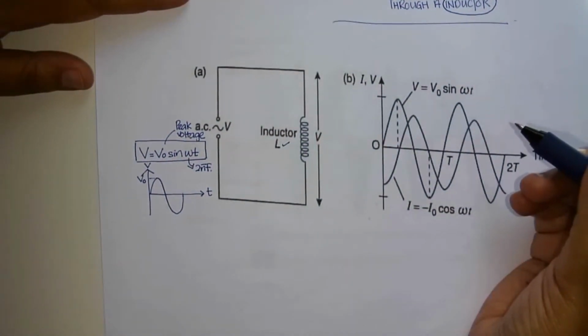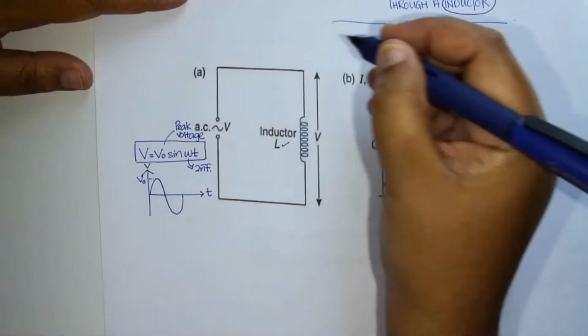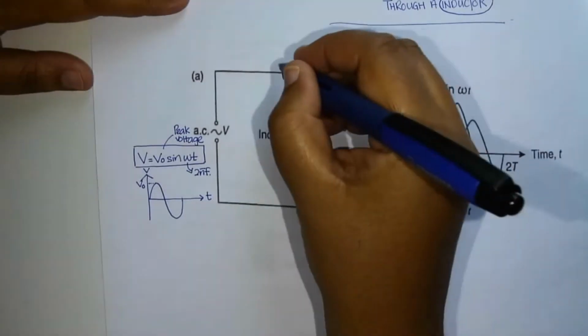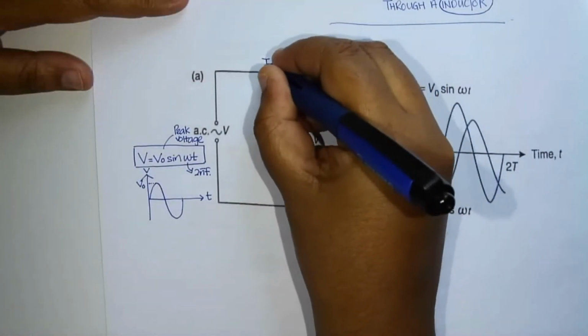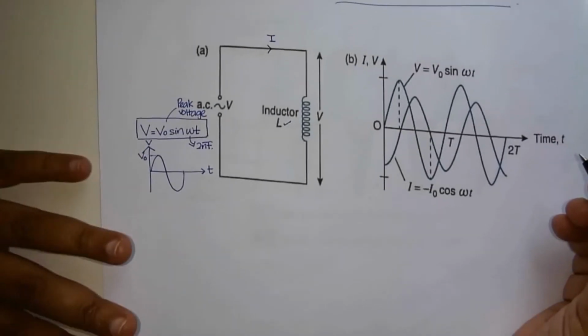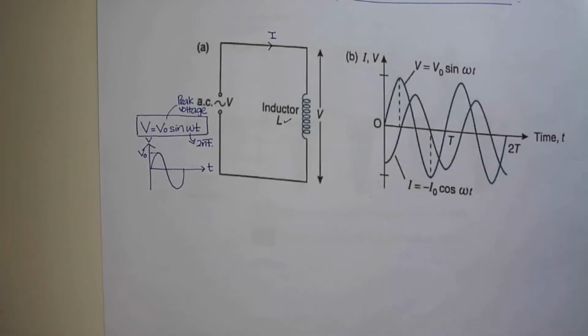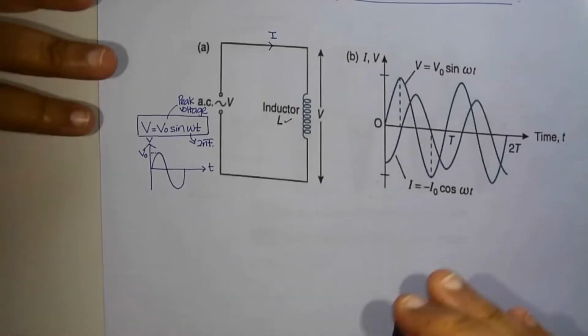Now, another concept we want to find out is the current that flows in the inductor. The concept used here is the concept of induction. So I'm going to take a different color pen here. We're going to look at the current that flows inside the inductor.